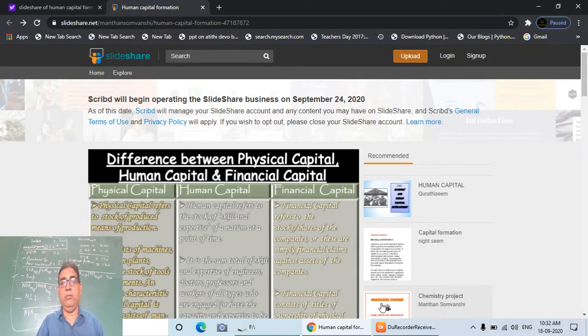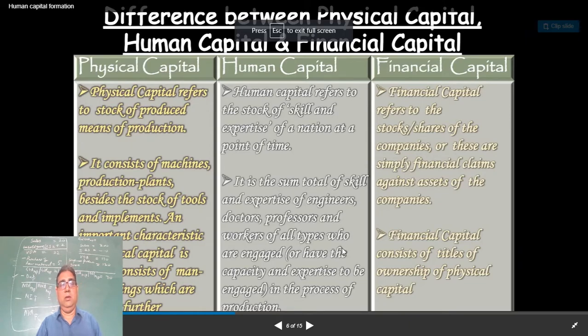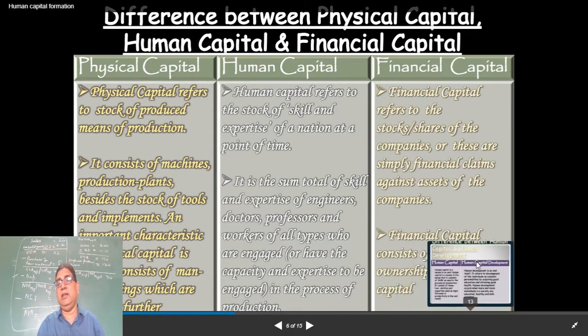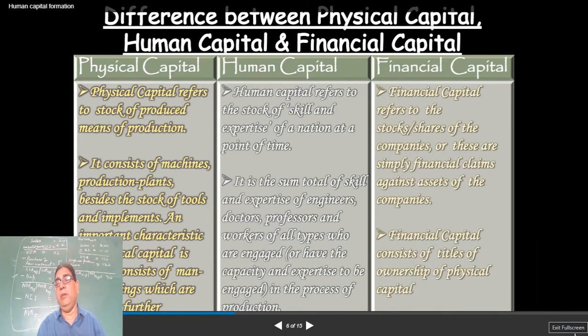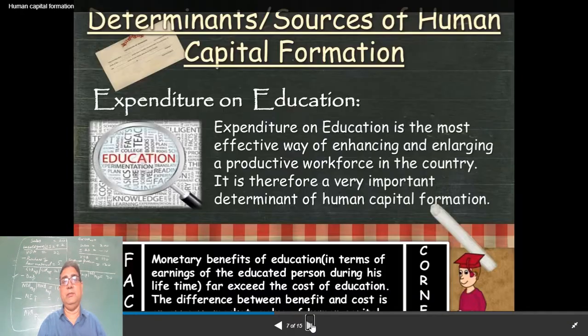Engineers, my dear students, are engaged or have the capacity and expertise to be engaged in the process of production. Financial capital consists of titles of ownership of physical capital. Right? It consists of the name of the assets, so what type of assets were purchased by the person. Next.